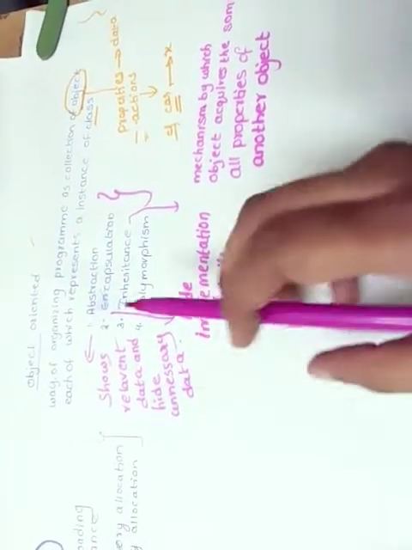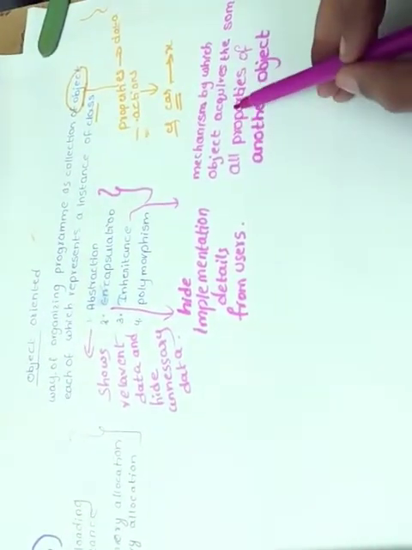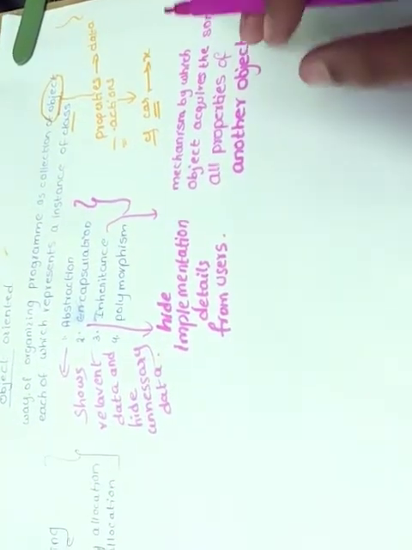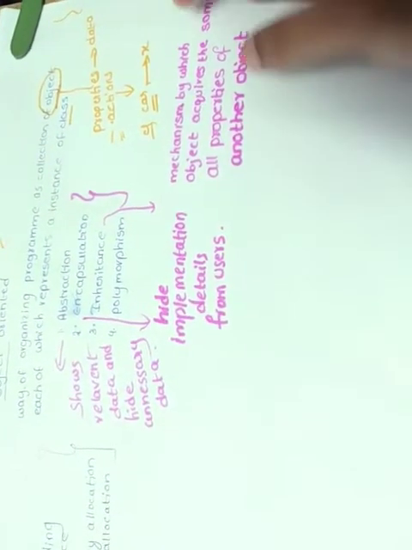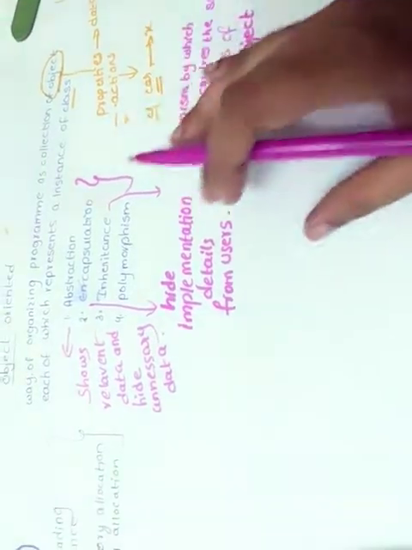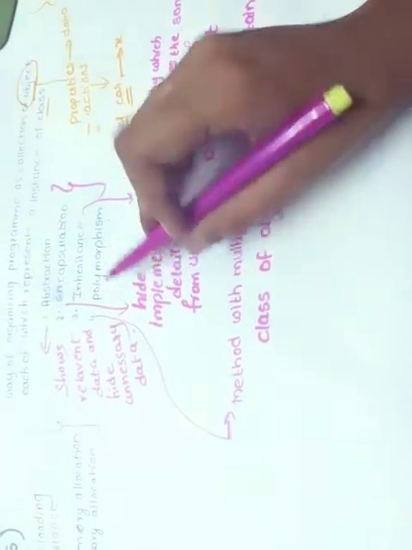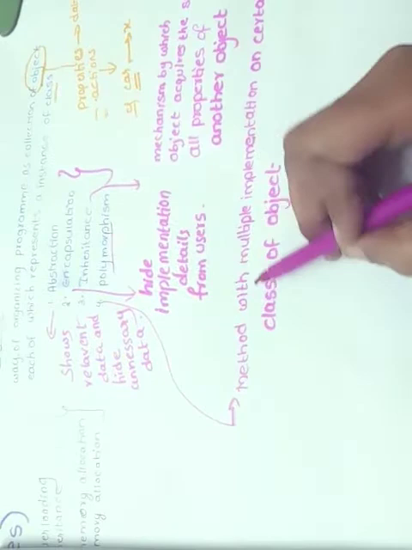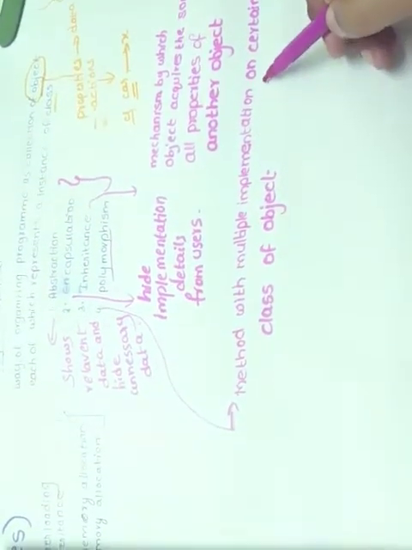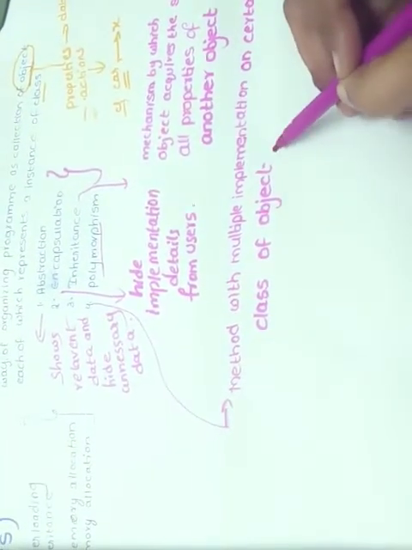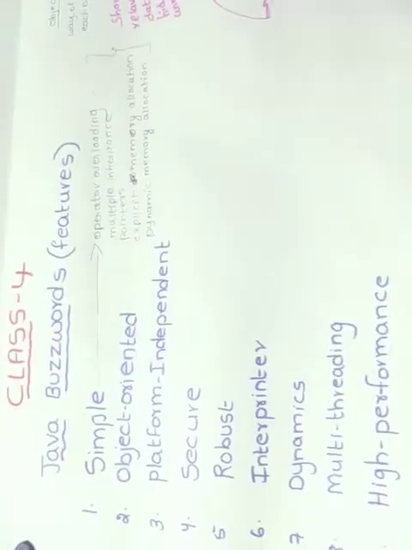Inheritance is the mechanism by which an object acquires some or all properties of another object. The detailed meaning of these topics I have explained in the previous tutorial. If you want, you can check it. Now polymorphism means a method with multiple implementations on certain classes of objects.